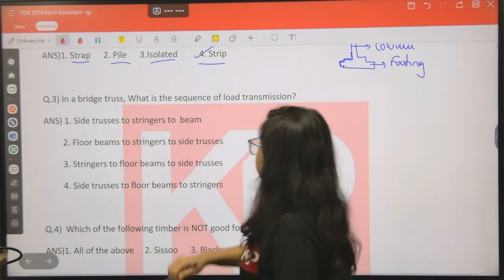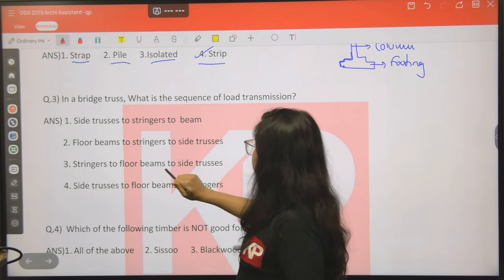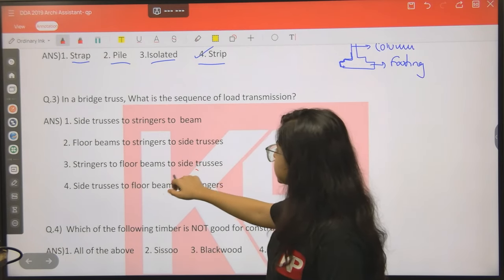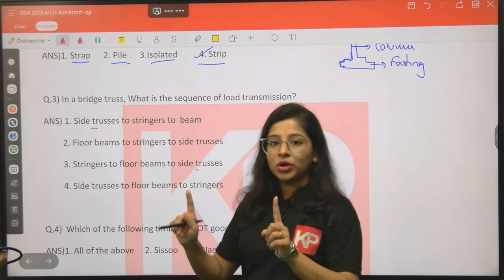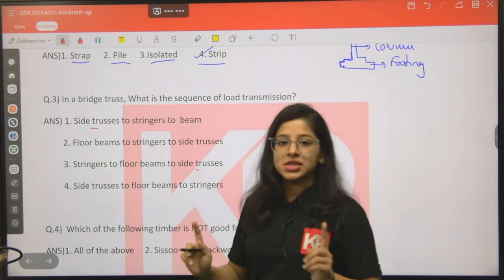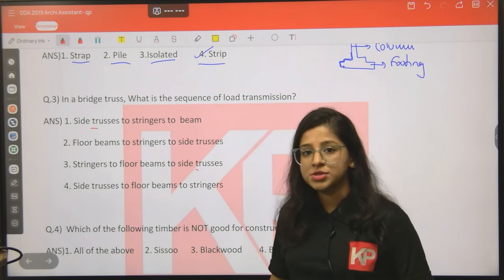The answer will be from your stringers to floor beams to side trusses. Then you have floor beams to stringers to side trusses. Side trusses, obviously. From the side trusses, the load can never start, even if we try to eliminate this. The sequence of load transfer will not start from side trusses, right?